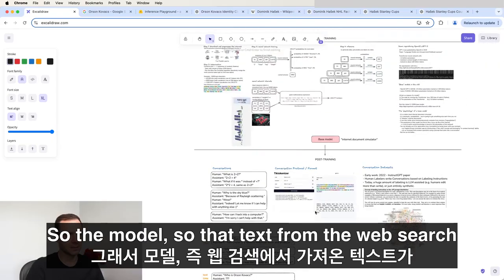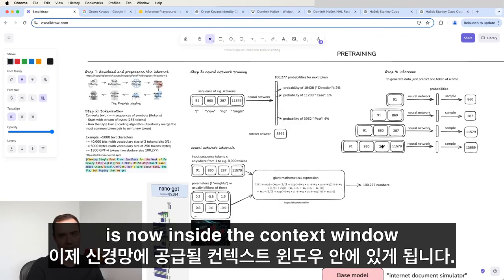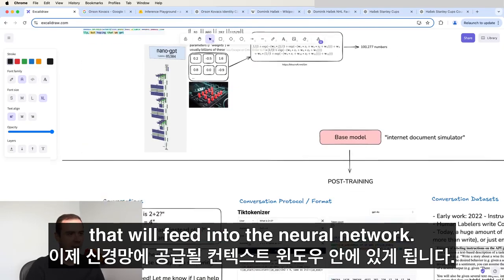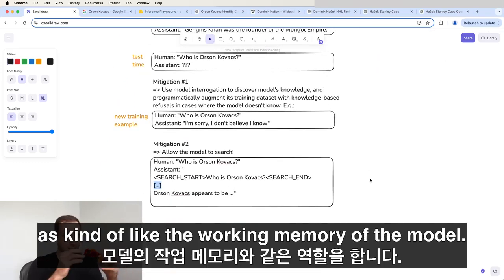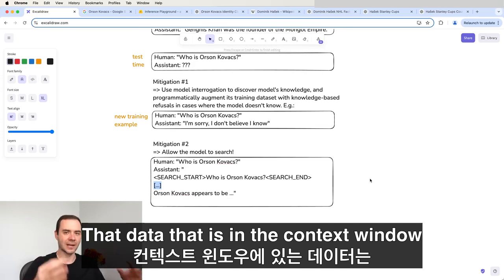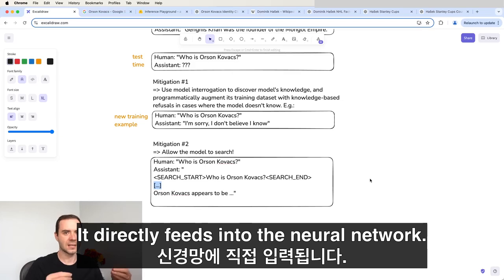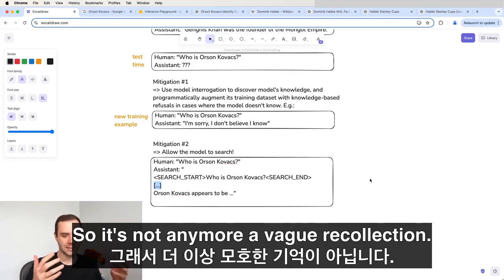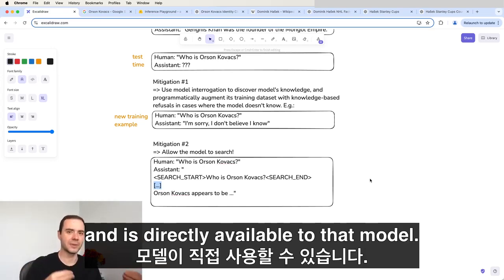So that text from the web search is now inside the context window that will feed into the neural network. You should think of the context window as kind of like the working memory of the model. That data in the context window is directly accessible by the model. It directly feeds into the neural network. So it's not anymore a vague recollection. It's data that it has in the context window and is directly available to that model.